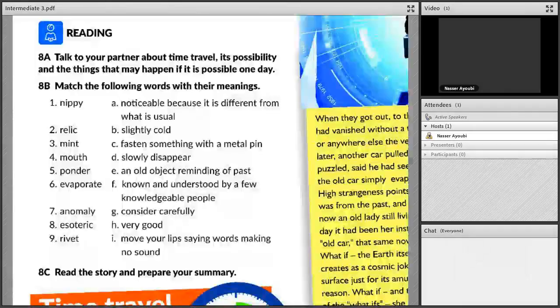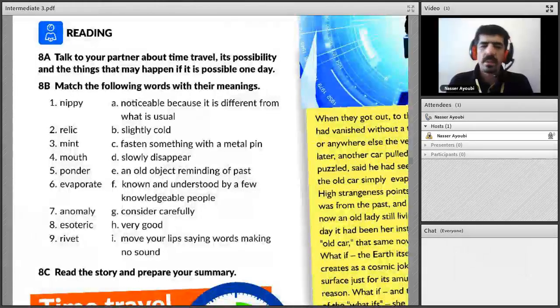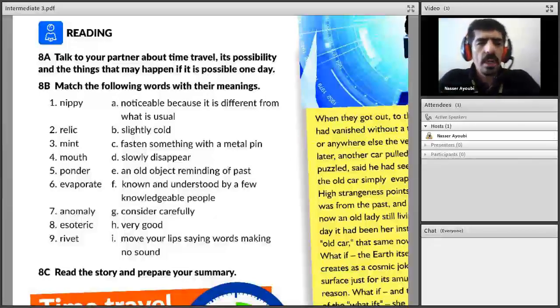All right, let's move on to the reading section on page 17, part 8a. Talk to your partner about time travel, its possibility, and the things that may happen if it is possible one day.